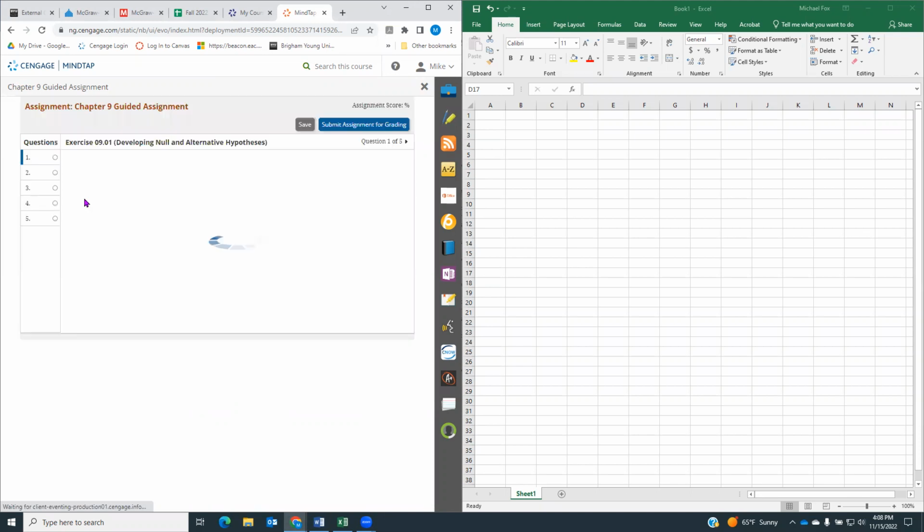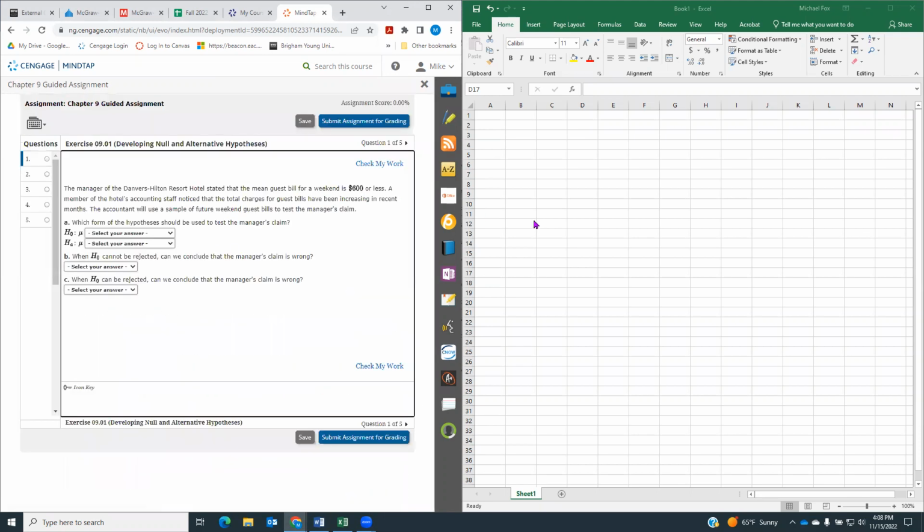We're going to be covering hypothesis testing in this chapter. And so the guided assignment will walk us through a few examples. The first one is just going to show us how to go about thinking about a hypothesis test and how we set up a hypothesis test. So let's just start with it.